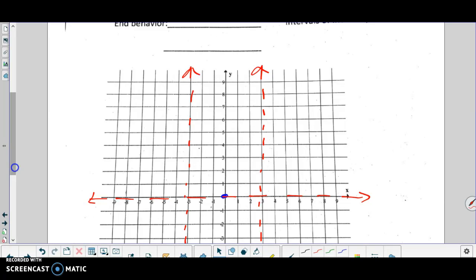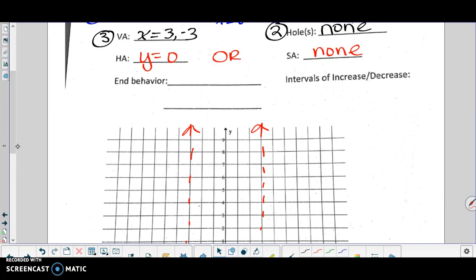Now, where's my end behavior going? As x goes to negative infinity, y is going where? 0. Beautiful. And as x goes to positive infinity, y goes to 0. That should match your horizontal asymptote unless you have a slant. A slant, thank you, Lindsay. Then it's going to be either negative infinity or positive infinity depending on the slope of your line, like we just did.